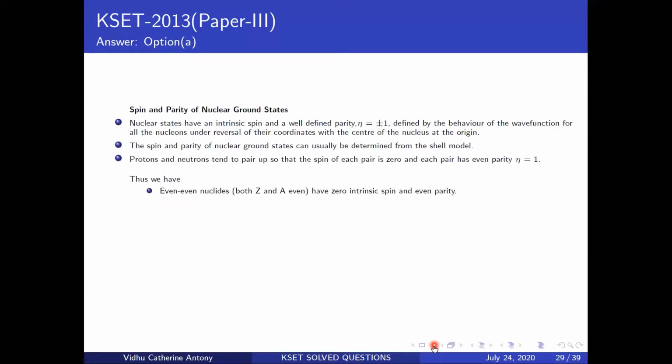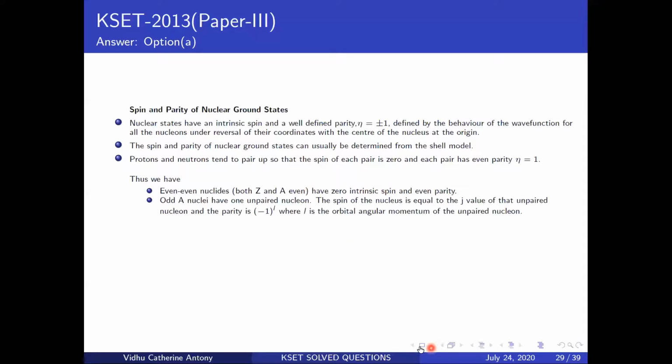So let's look at the different cases. Even nuclei, where both Z and A are even, have 0 intrinsic spin and even parity. Why? Because your protons and neutrons are combining in pairs, and there are an even number of those combinations. Let's look at the next one. You have an odd A nucleus, so you have one unpaired nucleon.